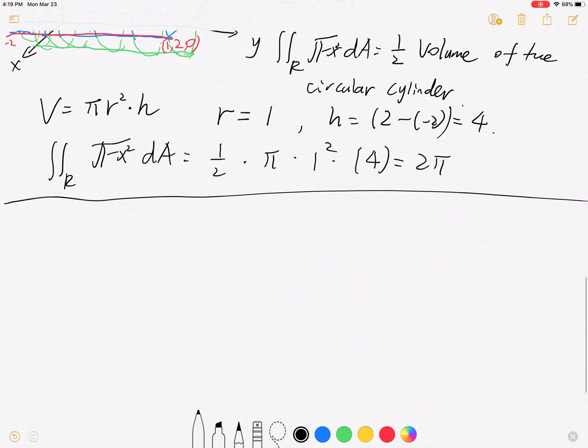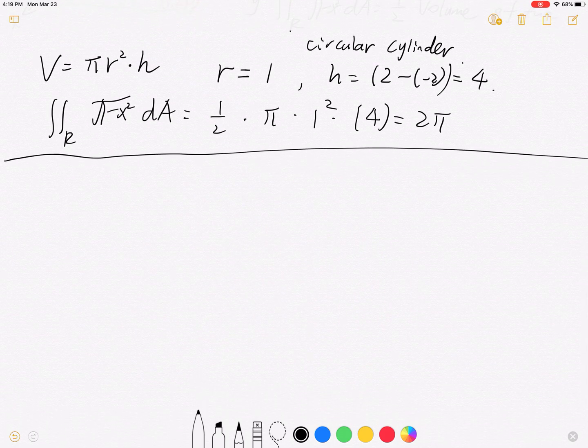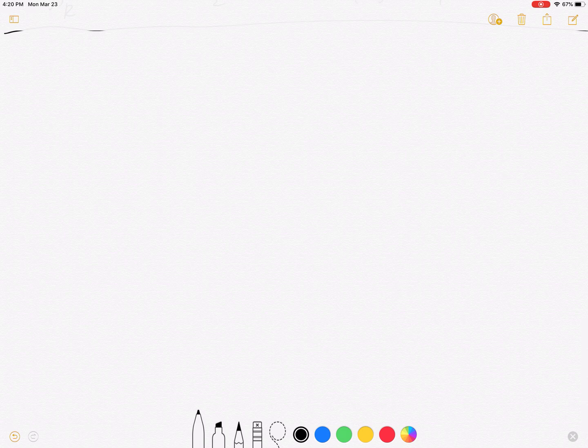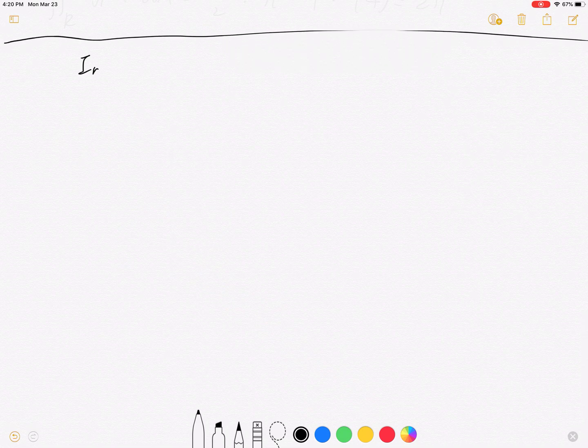Okay, so this is an example where you don't need a systematic method to solve the integral. We just use geometric interpretation. But in general, we rarely have this case. Usually we need heavy computation. So next we are going to introduce the systematic method. So first we will introduce the so-called iterated integrals.